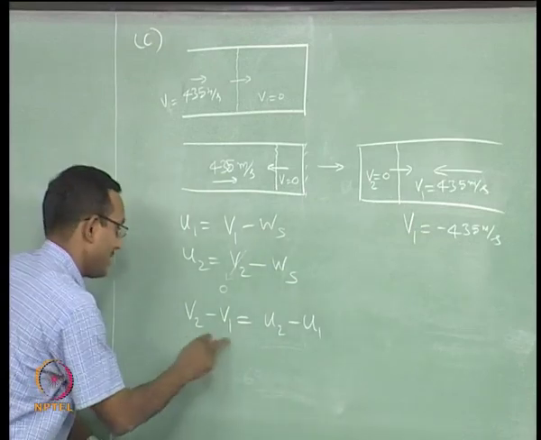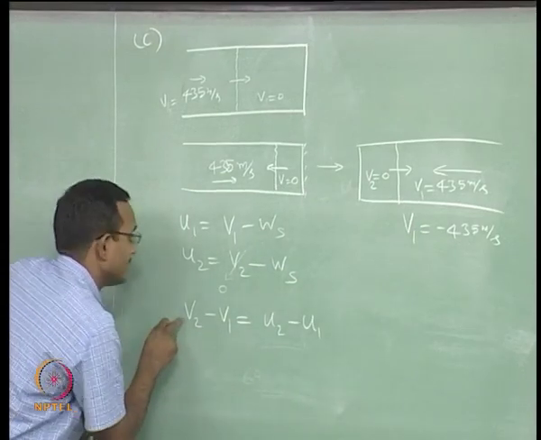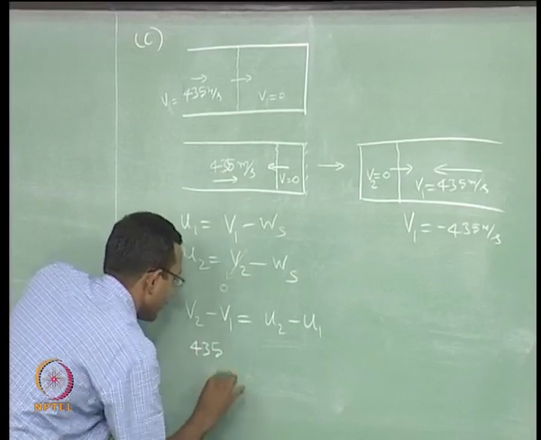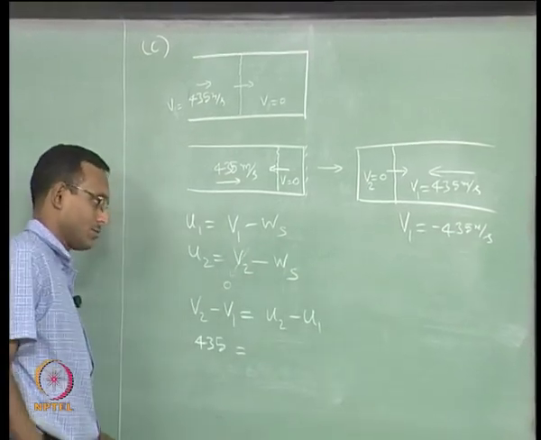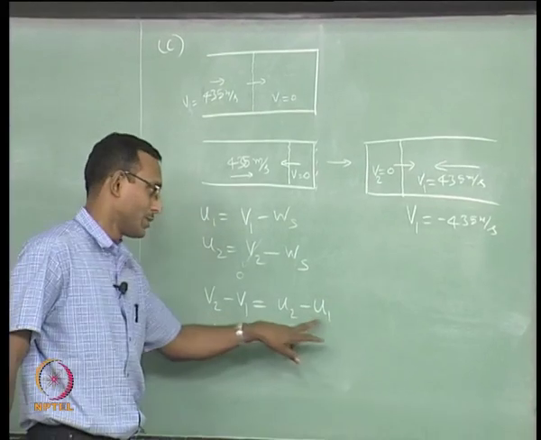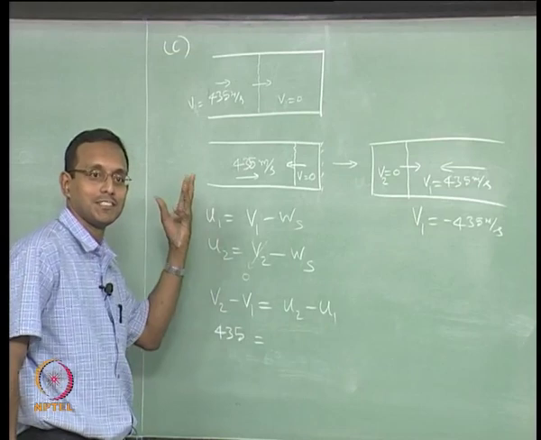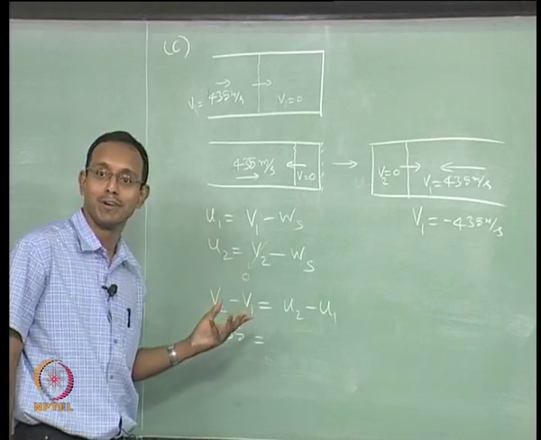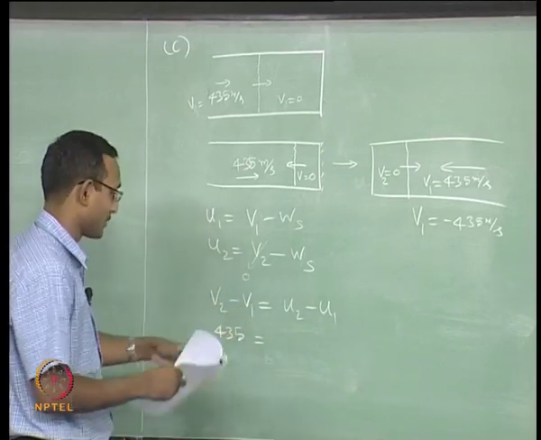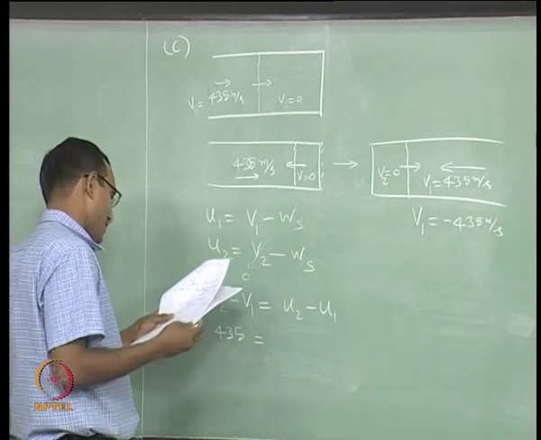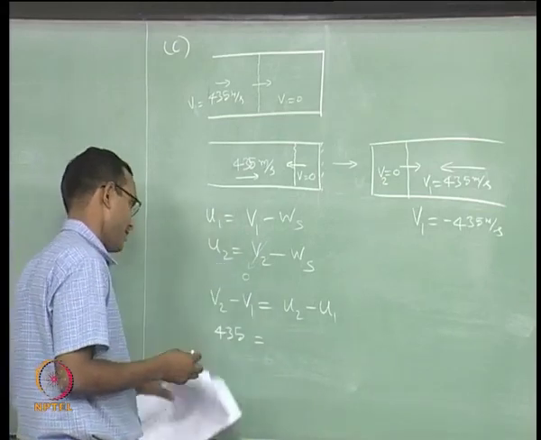So I am finally getting this side: 0 minus (minus 435) will be 435, equal to U2 minus U1. Now I do not know U2, I do not know U1, and I am supposed to get the Mach number of the shock or P2 by P1 of the shock. So you have to work through with this problem only. How will I do it?